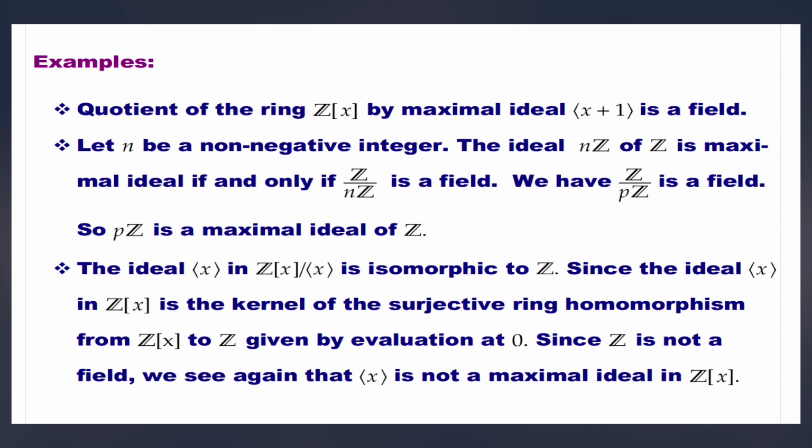The quotient Z[x] by the ideal generated by x is isomorphic to Z, since the ideal generated by x in Z[x] is the kernel of the surjective ring homomorphism from Z[x] to Z given by evaluation at 0. Since Z is not a field, we see again that the ideal generated by x is not a maximal ideal in Z[x].